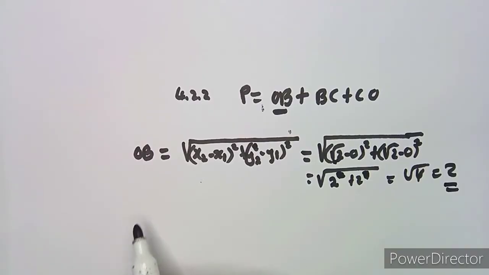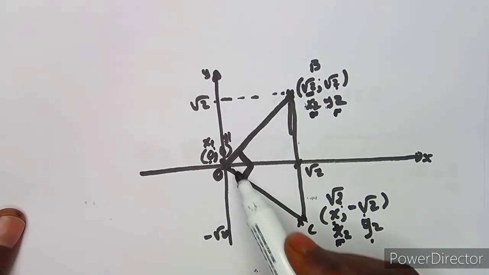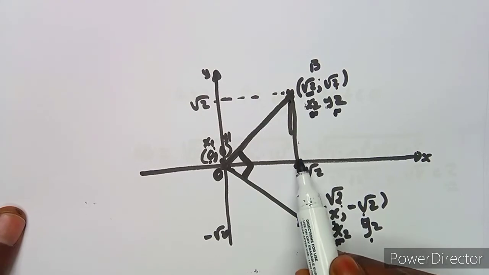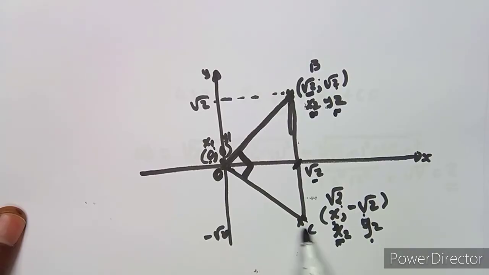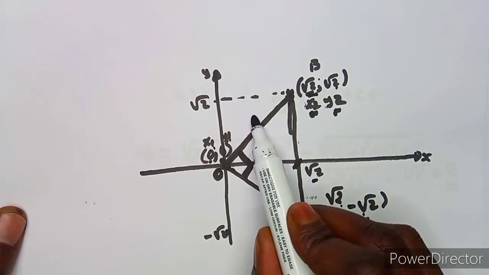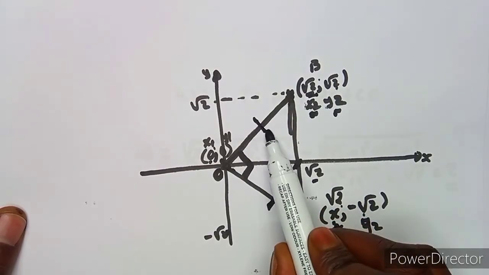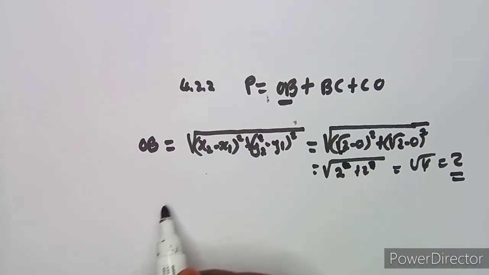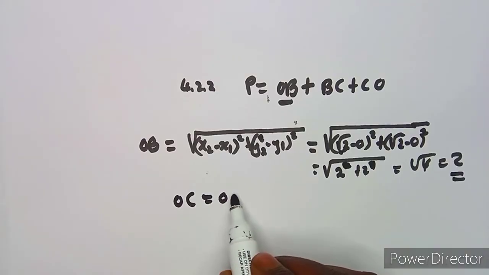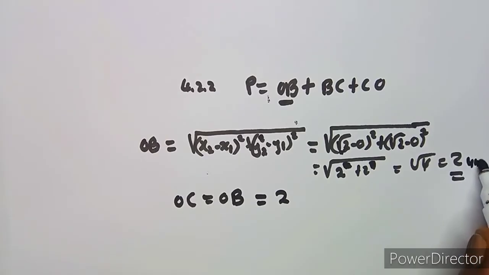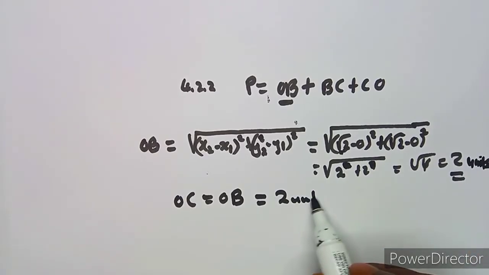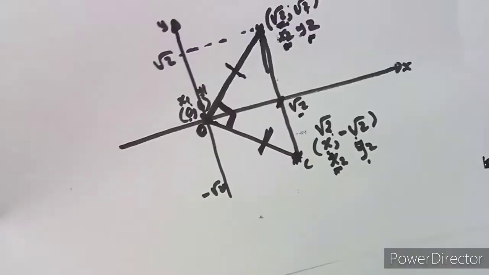We calculate the same, but I want you to cross-check something here for OB. They have the same value of x, which is the square root of 2, and the same value of y. So these values of y are the same, which means we have the same distance here for OC. So OC is equal to OB from that concept, which means it's 2 units also. These are units. So there's no need for you to calculate that one.